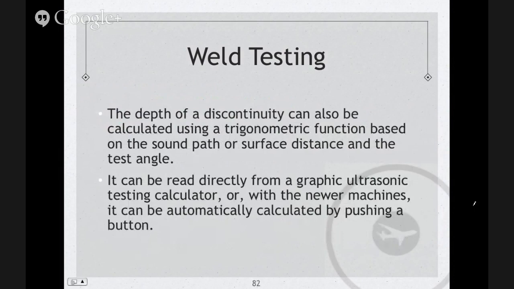The depth of the discontinuity can also be calculated using the trigonometric function based on the sound path, surface distance, and the test angle. It can be read directly from graphic ultrasonic testing calculators, or with the newer machines it can be automatically calculated by pushing a button.